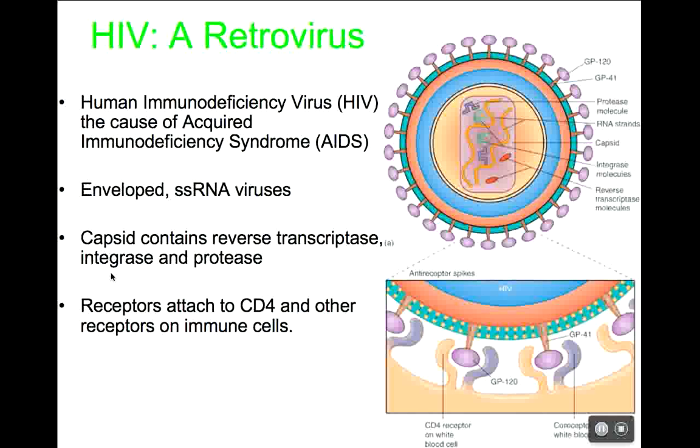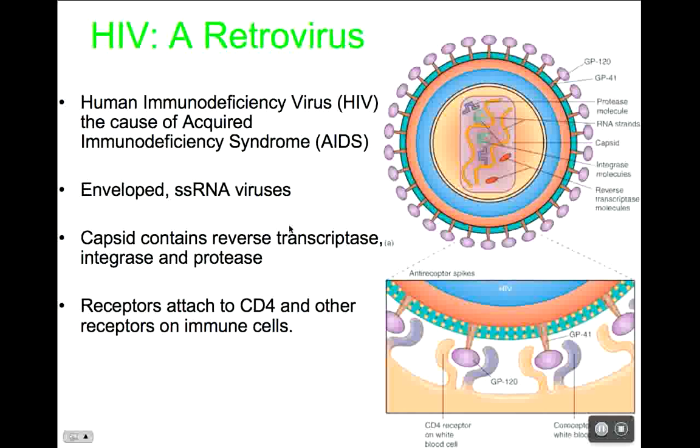And the other enzyme that's really important for HIV, and it carries it in its capsid, is called protease. Protease is required for viral release and maturation. So as HIV leaves a host cell, protease matures it on its way out. So three enzymes that HIV carries: reverse transcriptase, integrase, and protease. Carries it all in its capsid.